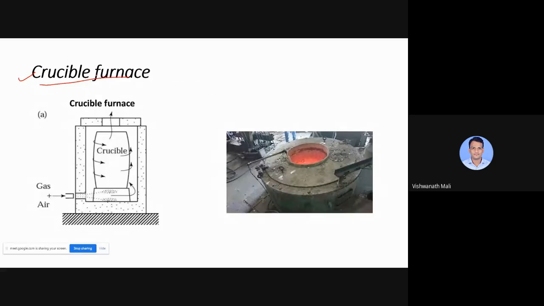So crucible means what? We need to store. Let's suppose this is a pot in which we are providing the heat, right? And here is our scrap, suppose, and due to heating it gets converted into the molten metal. Here is the molten metal.